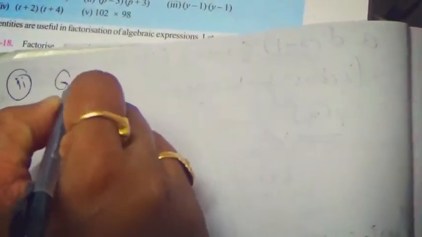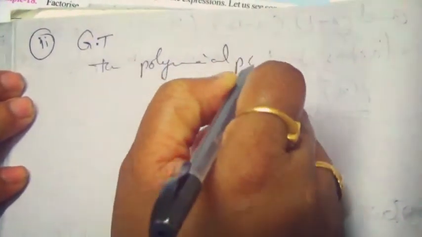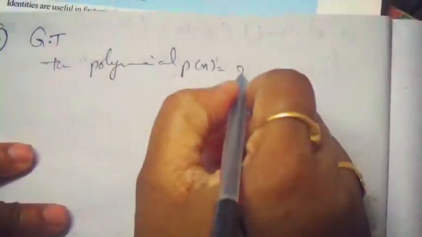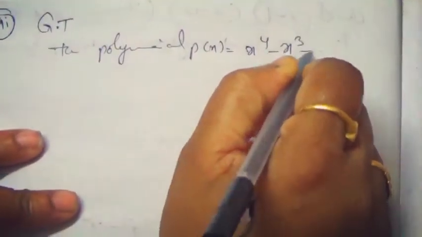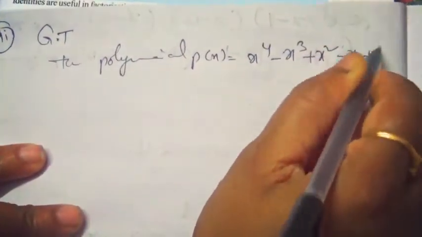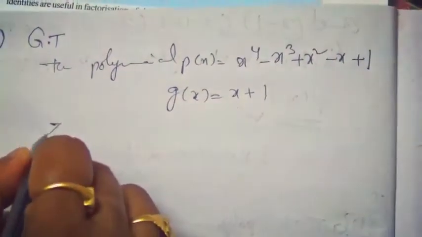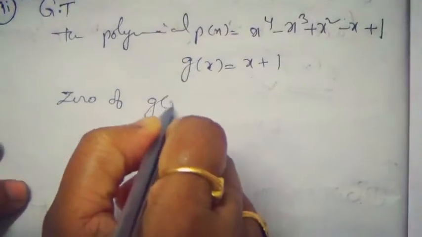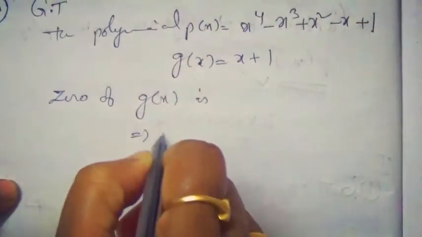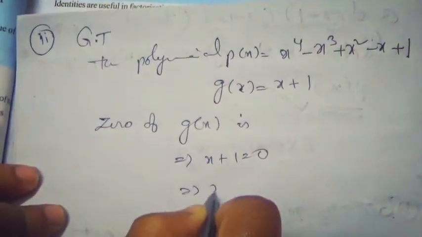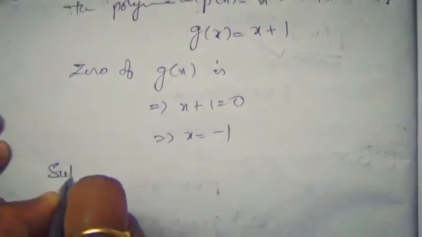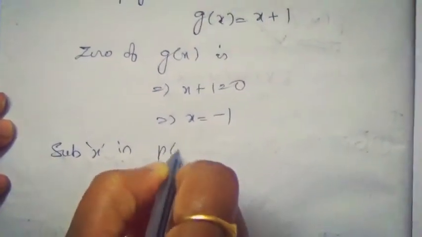Second, we have to check. Okay, so in the second sum, what was given is the polynomial p of x is equal to x to the power of 4 minus x cube plus x square minus x plus 1, and g of x is equal to x plus 1. The zero of g of x: that implies x plus 1 is equal to 0, x is equal to minus 1. Substitute x in p of x.